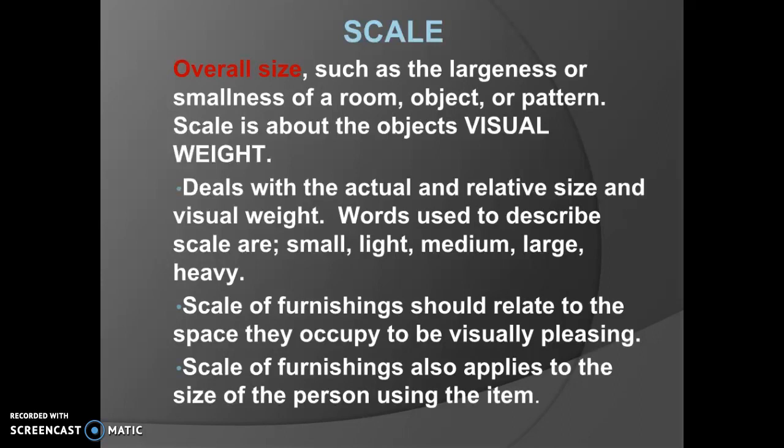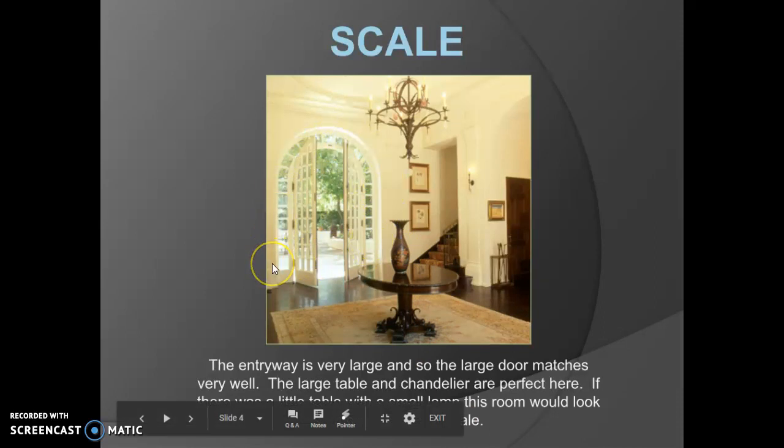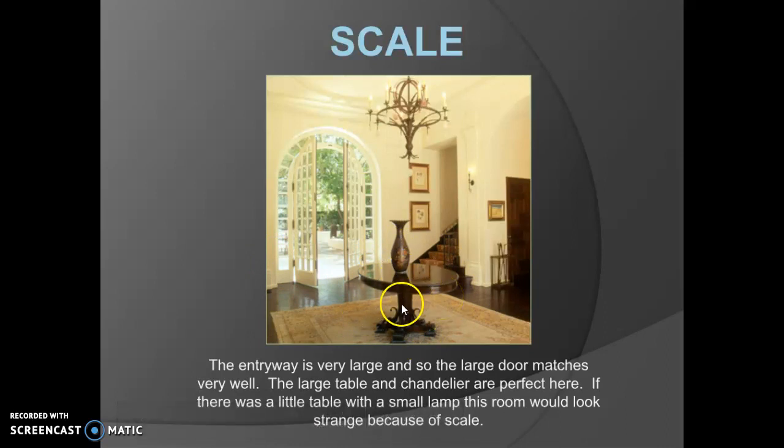If you were to have a giant room, for example, you wouldn't want a small scale table. You would probably want a large scale table so that it does seem proportionate to the space. Scale of furnishings also applies to the size of the person using the item. So let's look at this room. This is a large foyer with a very large scale door, so that seems very appropriate for the space. They've got a relatively large table in the center. If this was a tiny table, that would look awkward.